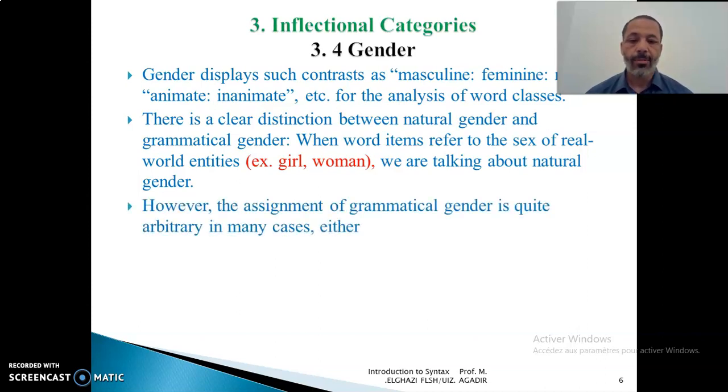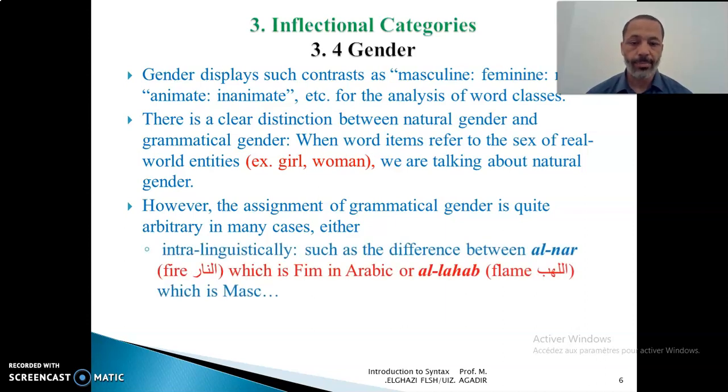However, the assignment of grammatical gender is quite arbitrary in many cases, either intralinguistically, which means within one and the same language, such as the difference between an-nar in Arabic, which means fire, and al-lahab, flame in Arabic. So an-nar is feminine, whereas al-lahab is masculine, though both of them belong to the same semantic field. It's arbitrary because we don't know why an-nar was assigned a feminine gender, whereas al-lahab was assigned a masculine gender.